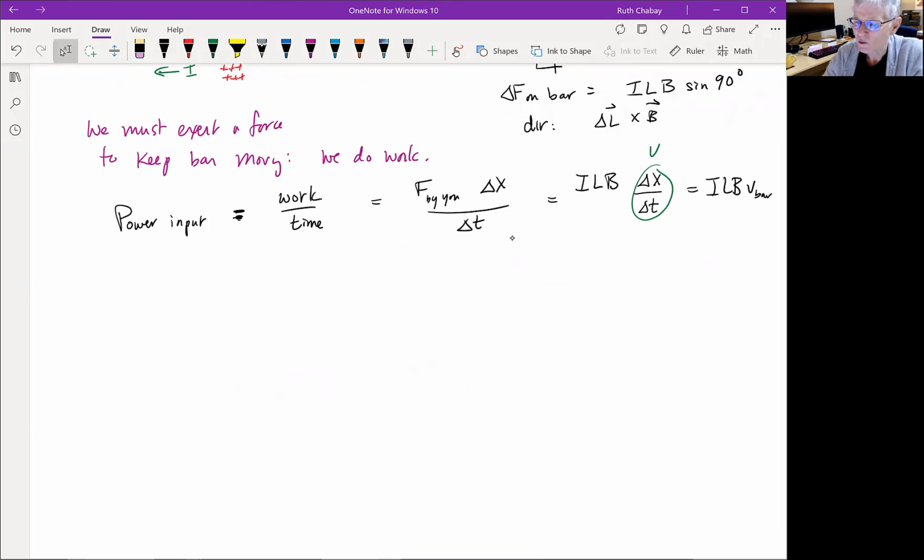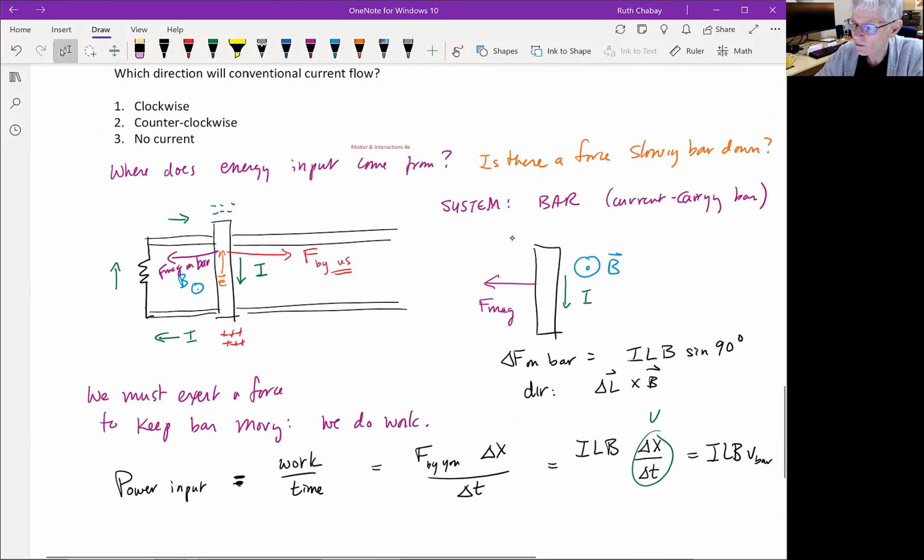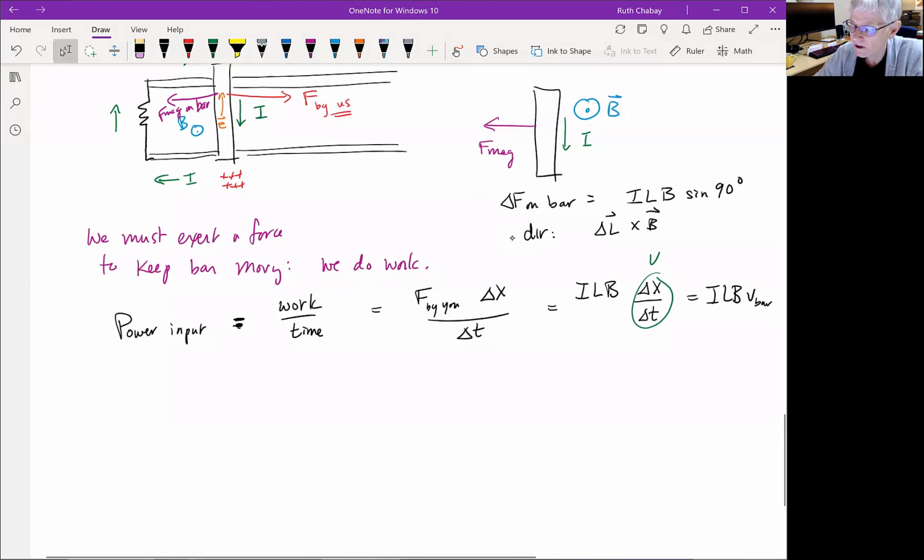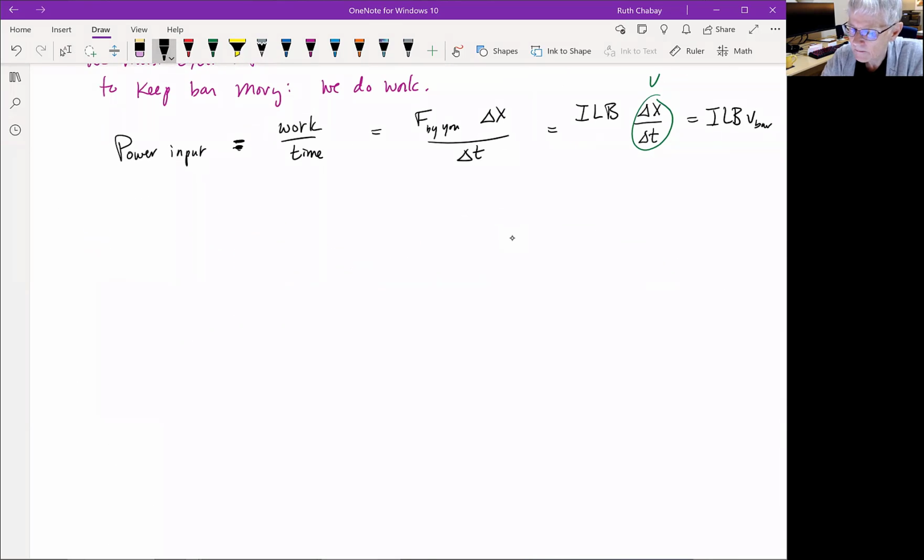So what have we done here? Well, this is called motional EMF because it's moving an object, a conductor, through a magnetic field that generates a polarization, which can then be used to drive a current. An interesting way to do this backwards. So consider a different situation.